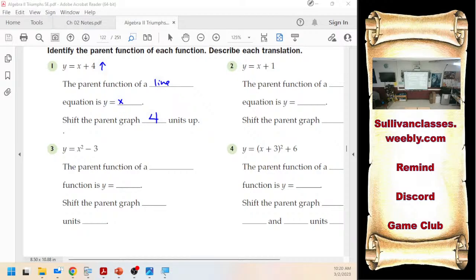There's a square right here, so it wouldn't be just a line, right? So x squared is your parent function. So here I'll say x squared. What's that called? X squared stuff is parabola. Okay? You just keep coming back to that cheater.